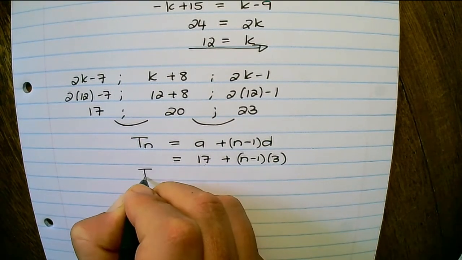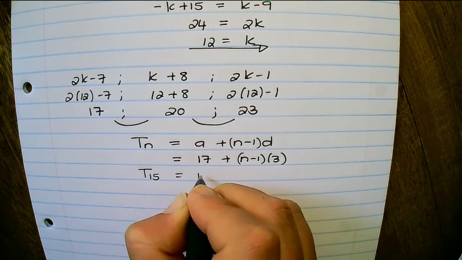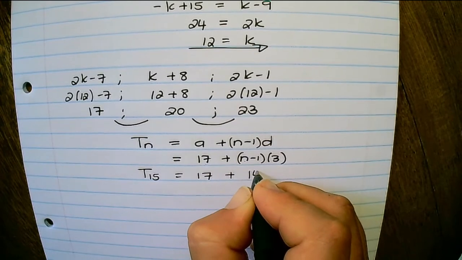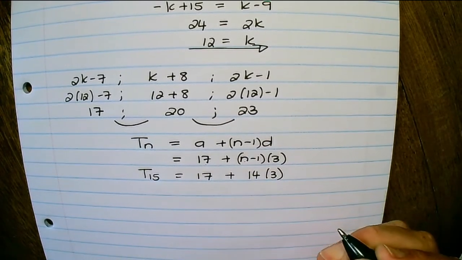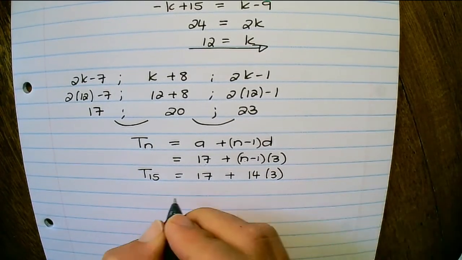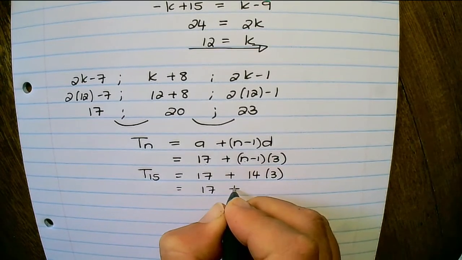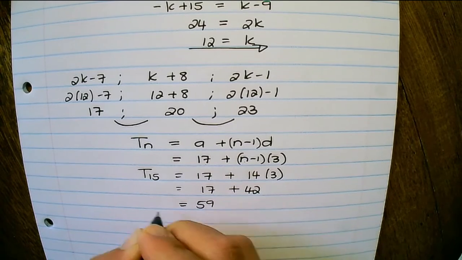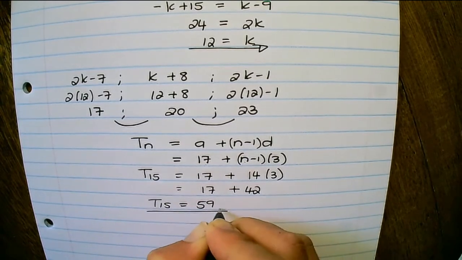And we want to find the value of the 15th term. So it's 17 plus (15 minus 1), which is 14, times 3. That is 17 plus 42. Therefore, the value of the 15th term is equal to 59.